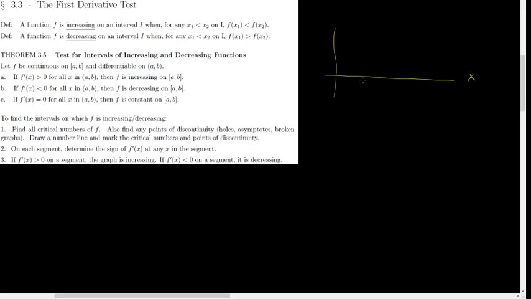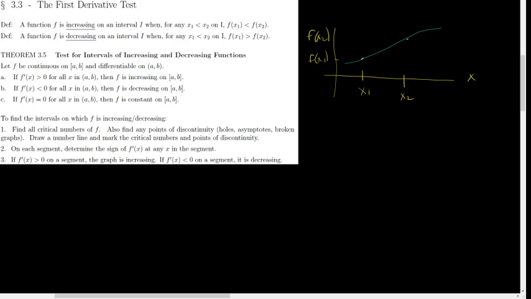When you draw a graph, here's the x-axis, here's x1, and here's x2. If I look at f of x1, which is over here, then f of x2 would have to be bigger than f of x1, or f of x1 has to be less than f of x2. So f of x2 could be up here, and the function might look something like this, which means it's going up, it's increasing. I hope that helps explain the definition: as x gets bigger, y gets bigger.